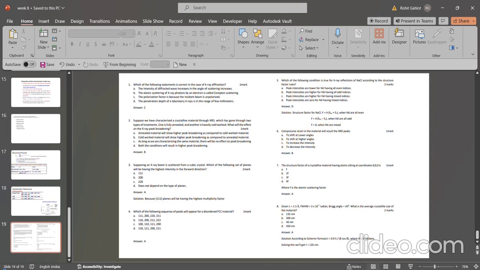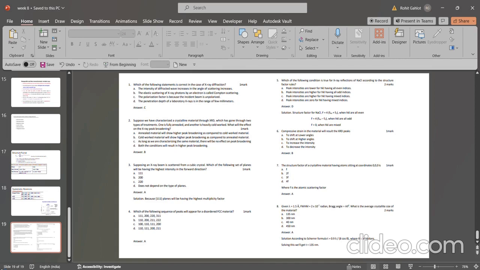Which of the following sequences of peaks will appear for a disordered FCC material? The correct answer will be 1 1 1, 2 0 0, 2 2 0, 3 1 1. Okay, because the sum is all even or all odd.